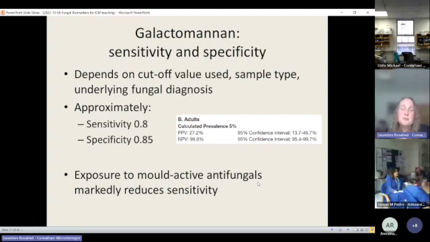So the sensitivity and specificity depend very much on what patient population you look in. So it's different for children and adults, it's different for haematology versus non-haematology. So I've just lumped them all together as much as I can. So sensitivity approximately 0.8 and specificity approximately 0.85. And then for adults, if you calculate the prevalence of invasive fungal infection to be 5%, that again gives you a rather lowish positive predictive value and a pretty good negative predictive value. If you have, for example, a haematology patient who is already on mold active antifungals, things like posaconazole as prophylaxis, then this test becomes considerably less sensitive. So we just need to be aware of that.